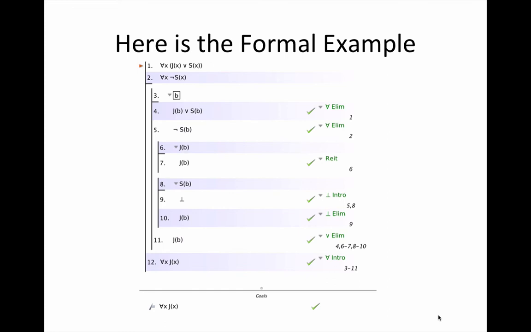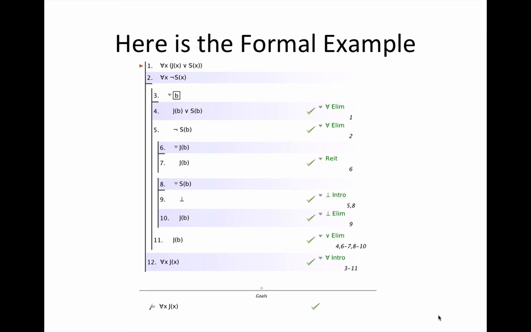Let's assume that B is a J, so B is J. Now let's assume B is S, but that contradicts line 5, B is not S. So, since anything follows from a contradiction, B is J. Therefore, in either case, B is J. So, everything is J. Remember, B is any name we could choose.